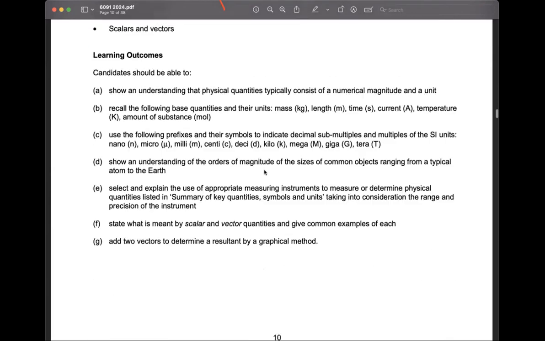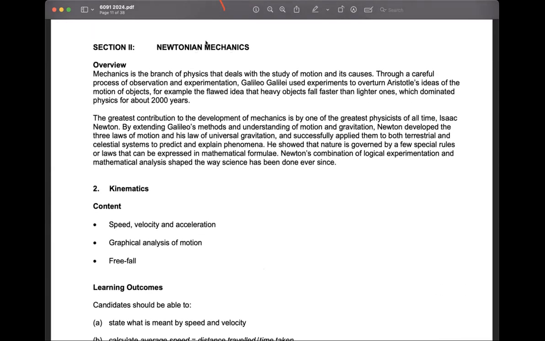So what is Newtonian mechanics? Mechanics is a branch of physics that deals with the study of motion and its causes and so on. The greatest contribution to mechanics is by Sir Isaac Newton. He developed the 3 laws of motion, which we're going to learn in chapter 3. We are also going to learn his law of universal gravitation. And that is basically what Newtonian mechanics is about, based on what Newton developed during his time.